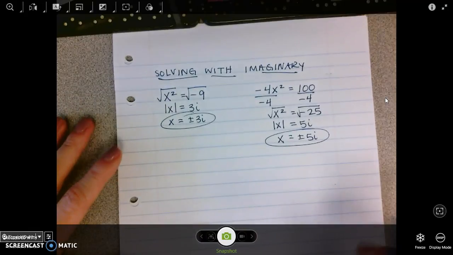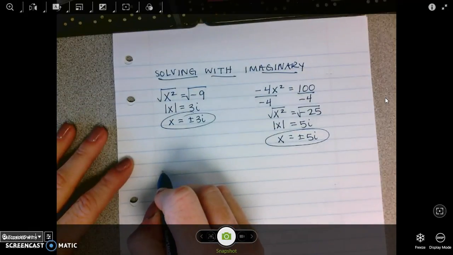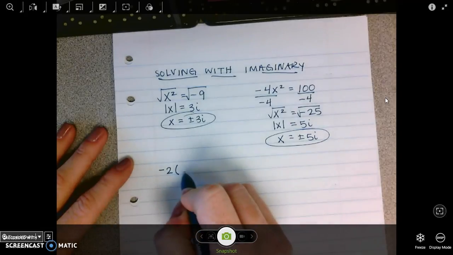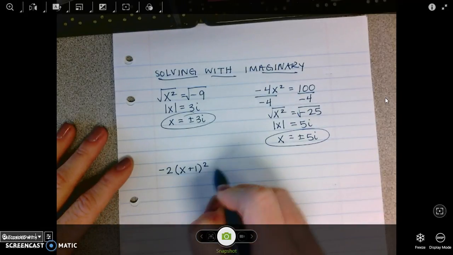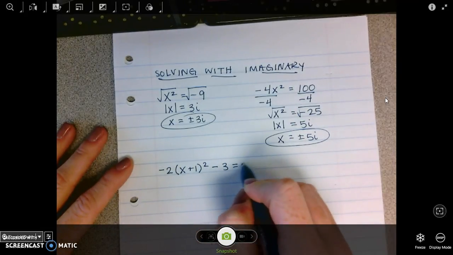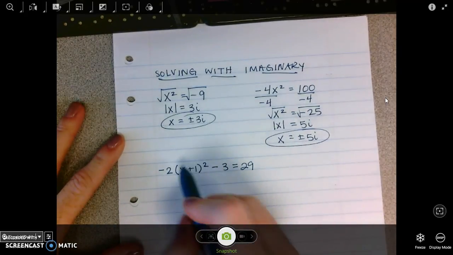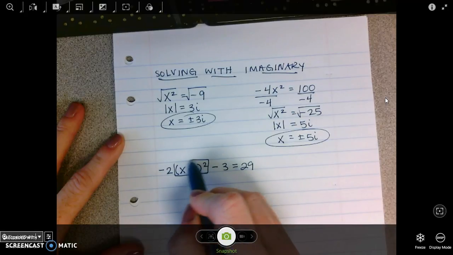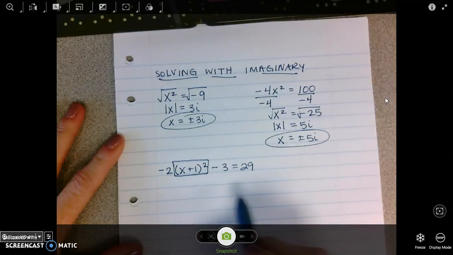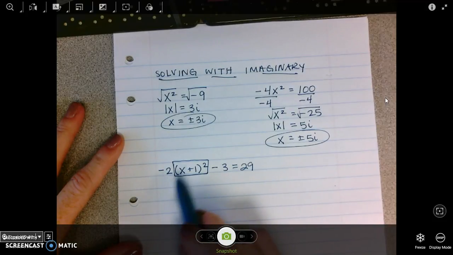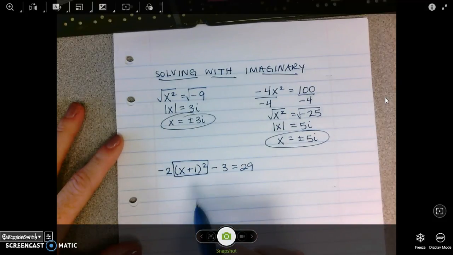Okay, so let's kick it up a notch, and we will do the example -2 times (x plus 1) squared minus 3 equals 29. So remember that you have to isolate your squared term before you can take the square root of both sides. So I'd like you to go ahead and pause this video, answer it, and then start it again to check your work.